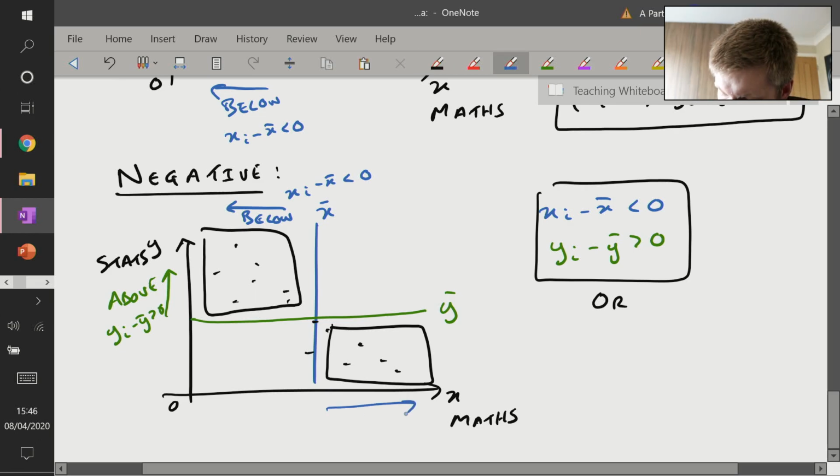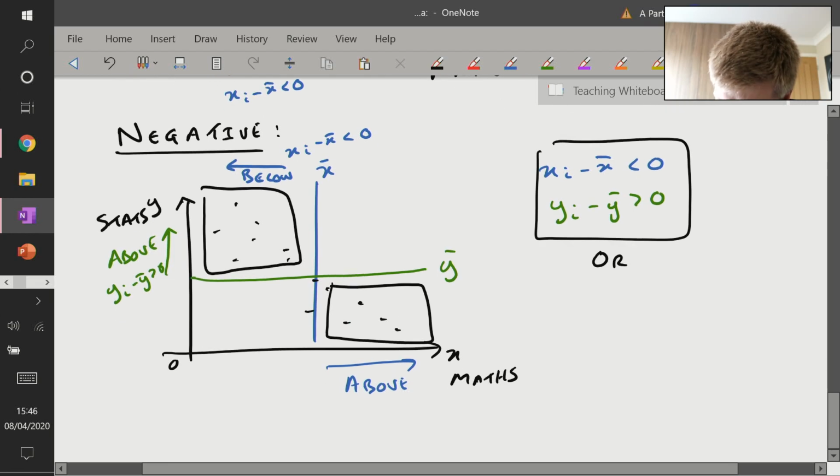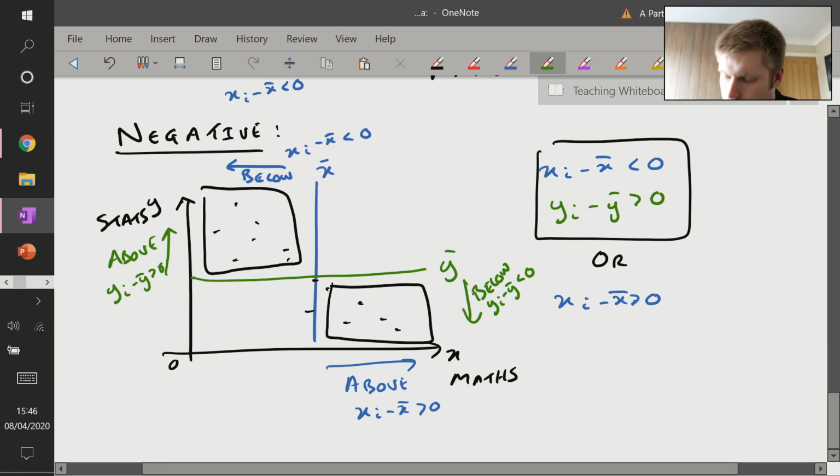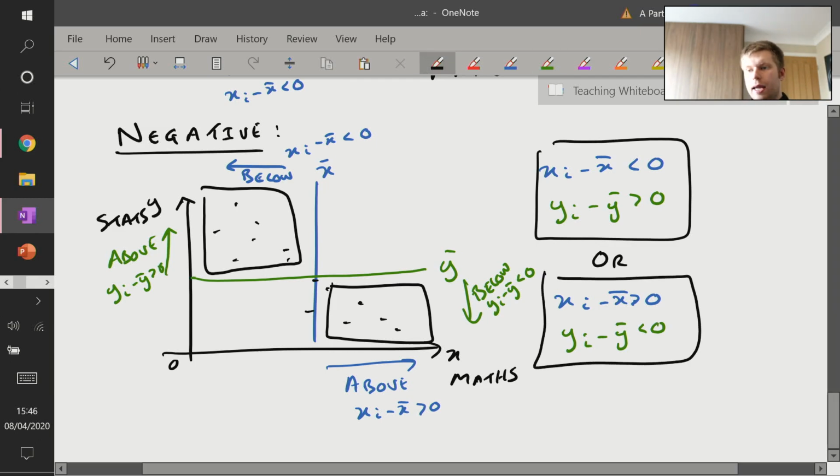The other option would be in the other quadrant. Down here means that I'm above average on maths, so xi minus x bar is positive. And I'm below average on the stats, in other words, yi minus y bar is negative. So these are the two options that I can have. They kind of do opposite things: either I'm above average on maths and below average on stats, or I'm above average on stats and below average on maths.